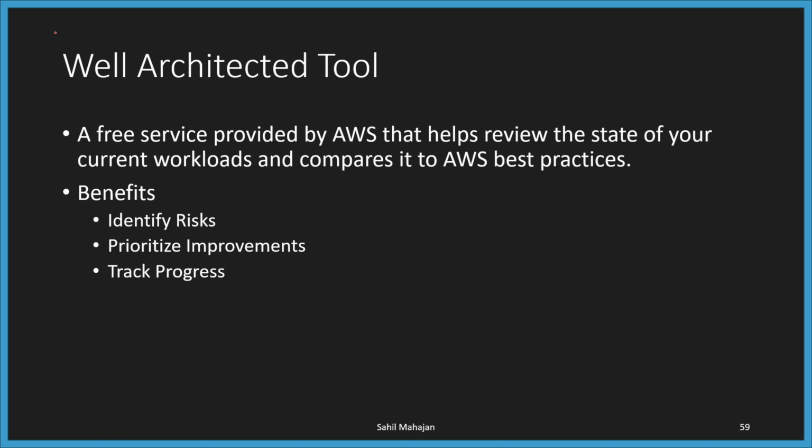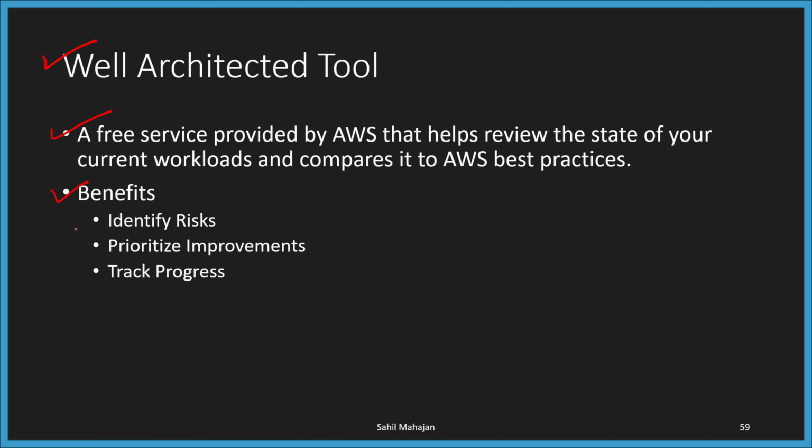Now all of this is quite a lot. So AWS has provided us with a tool that is called the Well-Architected Tool. This is a free service provided by AWS that helps review the state of your current workload and compare it to AWS best practices. So what this tool does is it will view your current workloads. It'll be like, okay, hey, you have an EC2 instance, a virtual machine deployed, or you have a database deployed, and compare it to AWS's best practices and tell you how you can improve your specified workload.